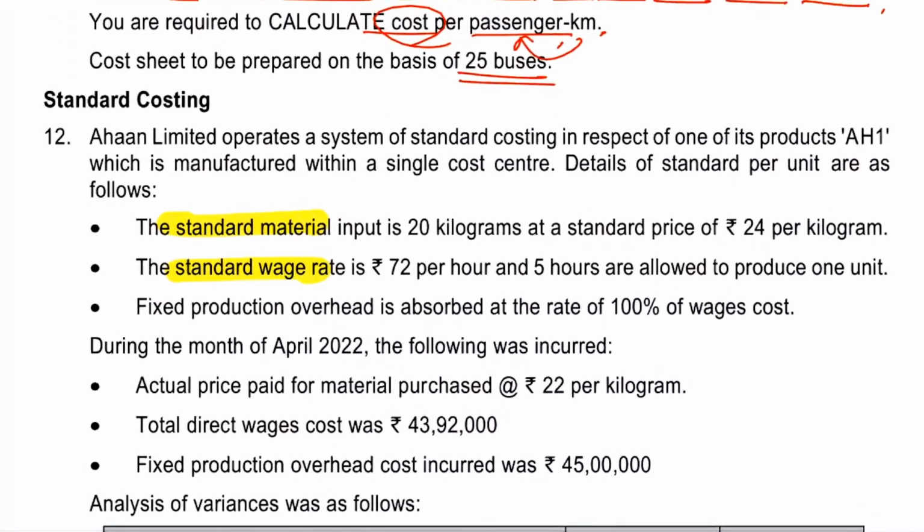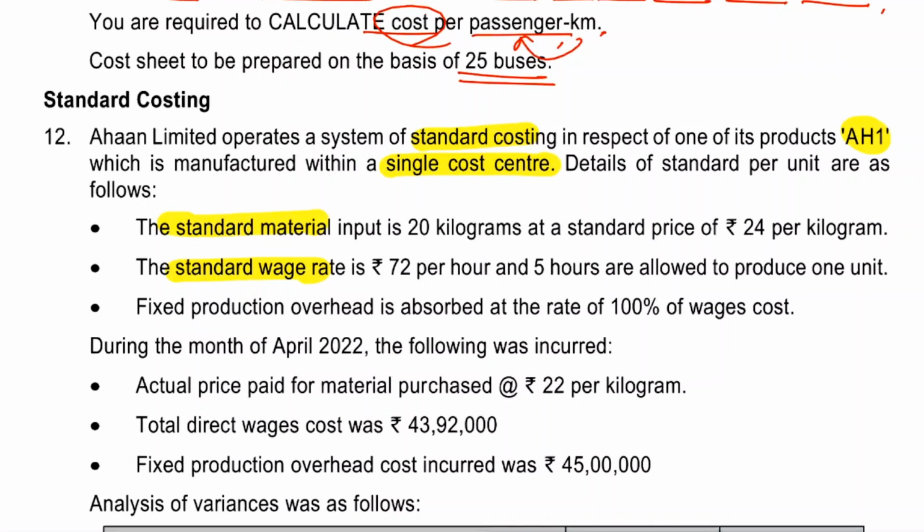Here we go. Ahaan Limited operates a system of standard costing in respect of one of its products. I don't care which product it is, the name. We just follow which costing? Standard costing. That is important. Which is manufactured in a single cost center. In one factory we can say. The cost center means it is a location.